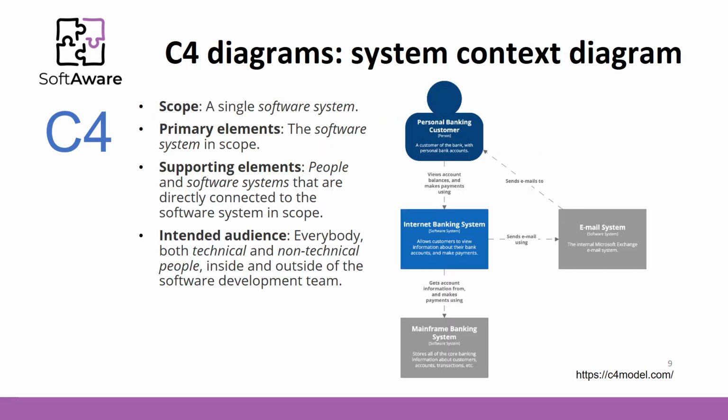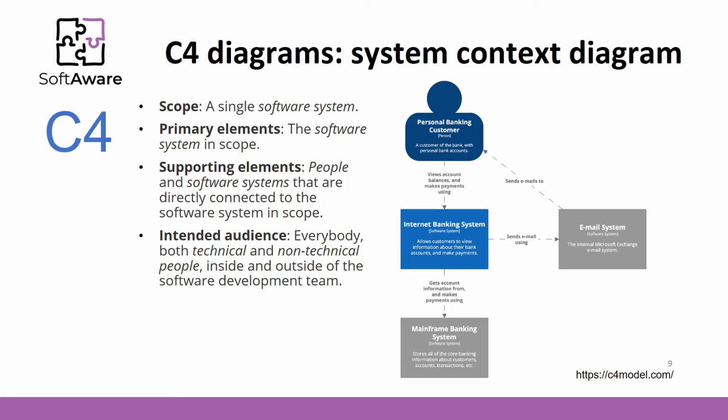Here you can see an example of a single software system. In this case, supporting elements are people, users, actors, roles, and so on, and software systems. All are directly connected to the software system in scope. Typically, you don't have responsibility or ownership of them. The intended audience can be basically everyone, technical and non-technical people inside or outside of the software development team.